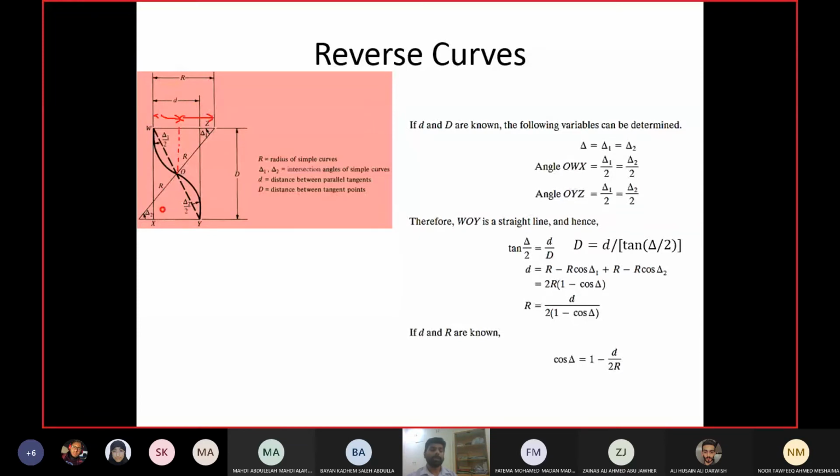Now, if you calculate the tangent of delta by 2 for this triangle, tangent of any angle is perpendicular upon base. Now delta is taken from this line, WX. So my base becomes capital D, and my perpendicular will become YX, which is small d. So small d is perpendicular and capital D is the base. So tangent of delta by 2 is small d upon capital D.